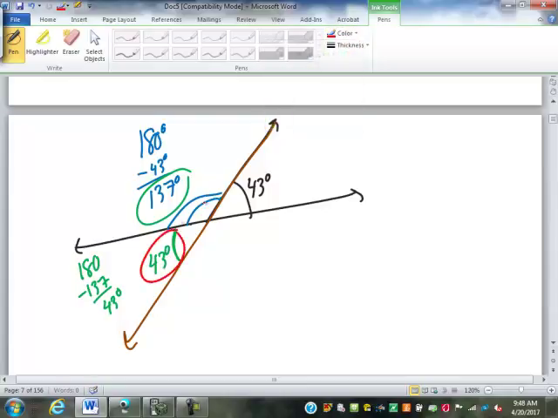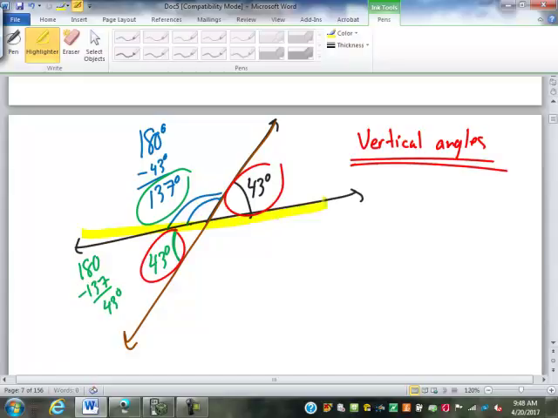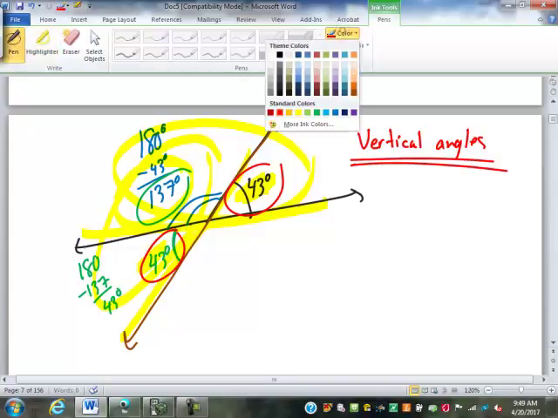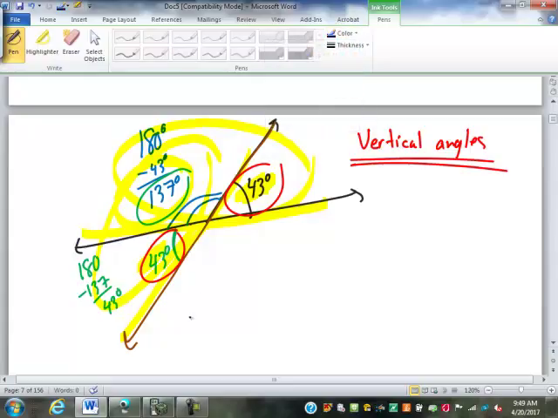These two angles here are called vertical angles. Because these two form a straight line, they have to be supplementary. So the technical definition of vertical angles is two angles that are supplementary to the same angle. They will always be the same. And they appear in this drawing configuration here.